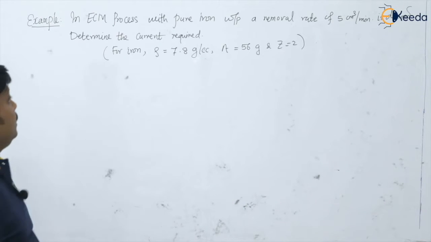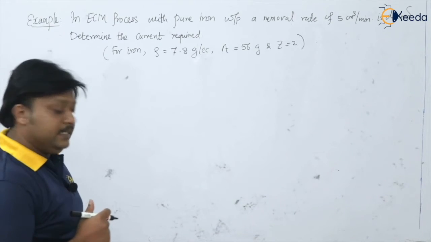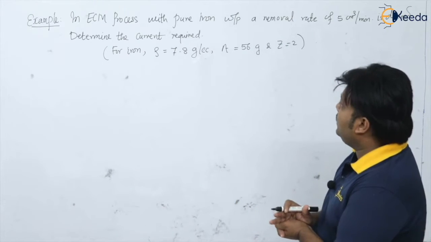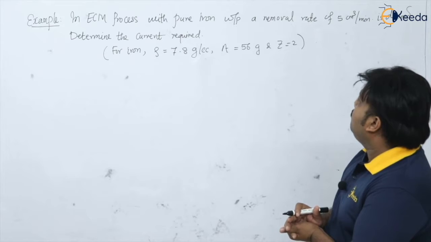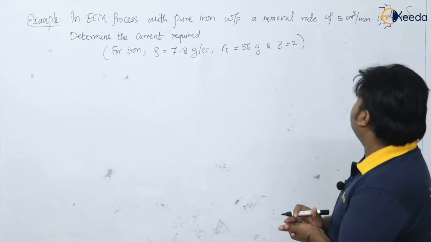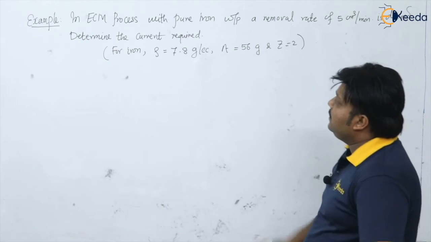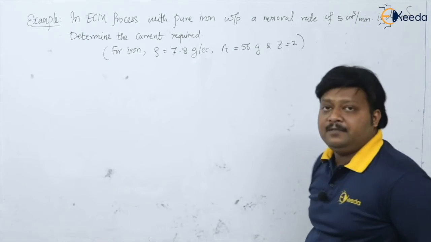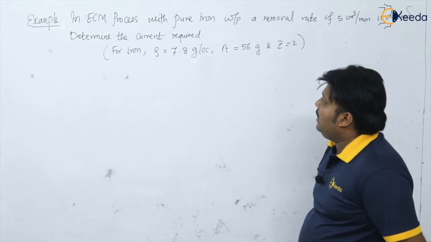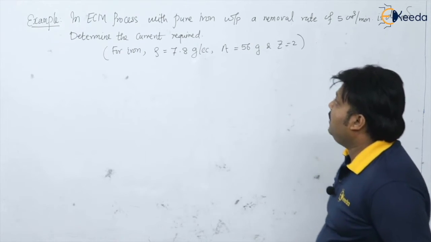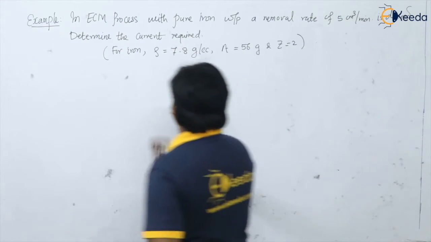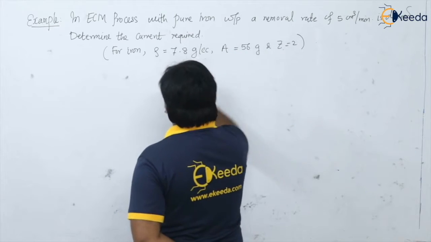So let us take the next question. See, in an ECM process with a pure iron workpiece, a removal rate of 5 cubic centimeter per minute is desired. Determine the current required. Here the ECM process is there and we have to determine the value of current, and for iron the values for density, gram atomic weight and valence are given.